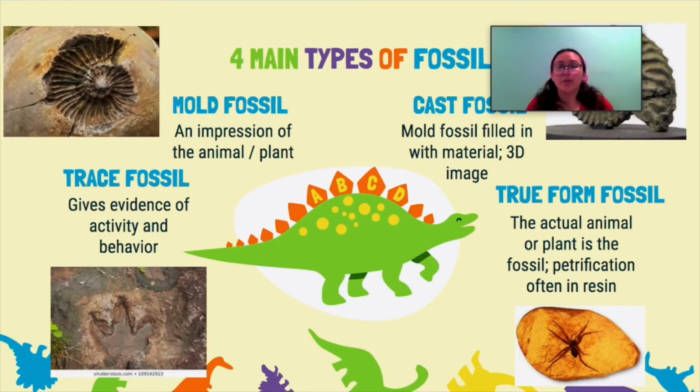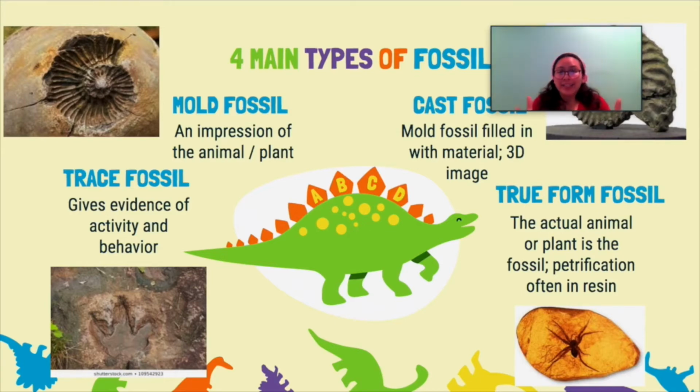Okay, so now for these four main types, first we have the trace fossil, which gives evidence of activity and behavior. A good example of a trace fossil is a footprint, because the animal leaves it behind and it tells us things like where the animal's going. And then we have a mold fossil, which you can think about like a cupcake mold or a jello mold. Basically it's like a hole or an imprint that the animal left there, so we can see the shape of the animal.